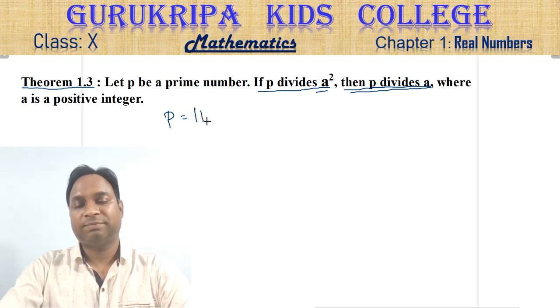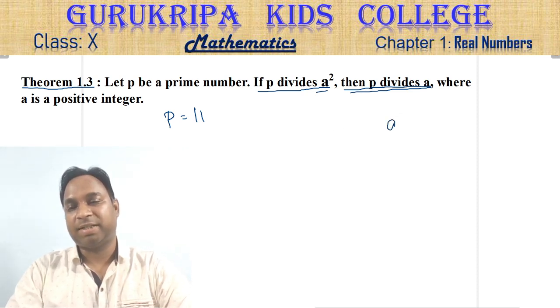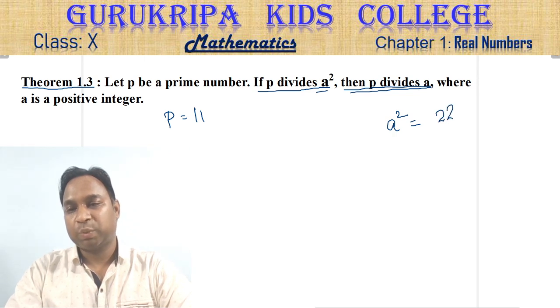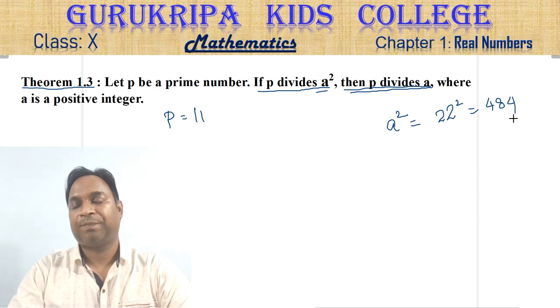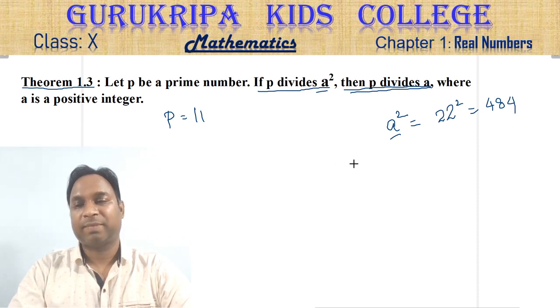Will 11 do? Let's take the prime number 11. Let's take A square such that P divides A square. Let A square be equal to 22 square. That will be equal to 484. So P is dividing A square, isn't it?